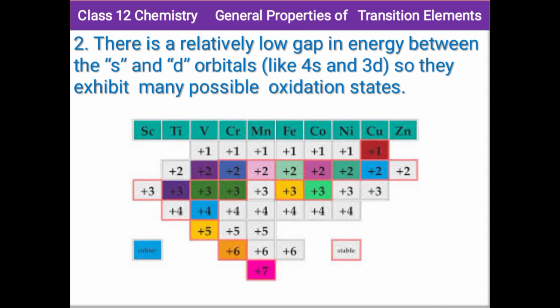For example, in the given diagram, you can see the oxidation states of different elements. Manganese has +1, +2, +3, +4, +5, +6, and +7 oxidation states. The maximum number of oxidation states is of manganese because all its electrons can be released very easily. For example, 4s has 2 electrons and 3d has 5 electrons. All these electrons can be removed from its atom, therefore it can show a maximum of +7 oxidation state.